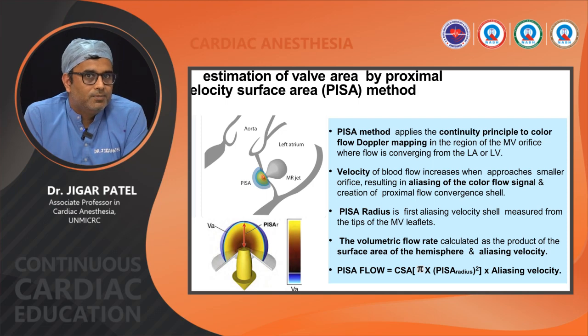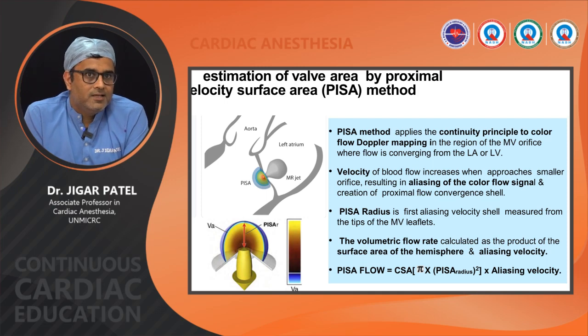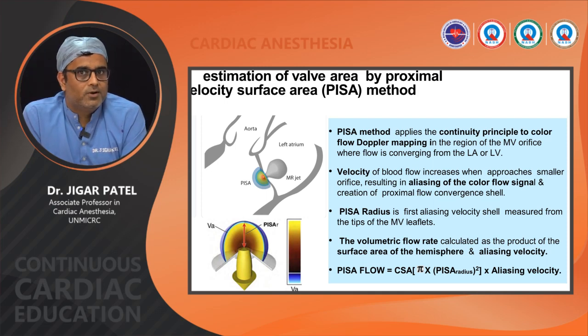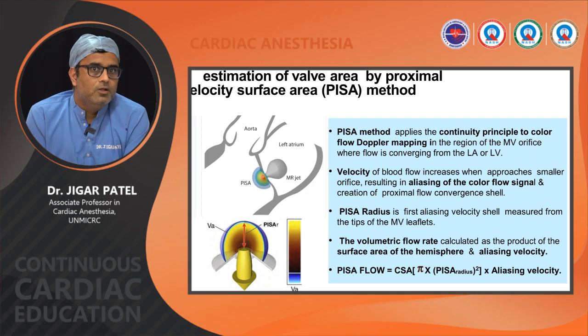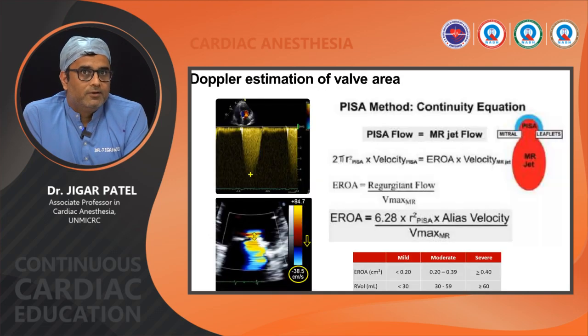After getting this PISA hemisphere cross sectional area, you can get volumetric data at the level of the PISA radius by calculating the product of the surface area of the hemisphere and the aliasing velocity, which is generally taken as 40 centimeter per second. So PISA flow rate is calculated through this equation. Now the PISA method applies the continuity equation, so the PISA flow is equal to the mitral regurgitation jet flow, or the flow rate at the level of regurgitation.